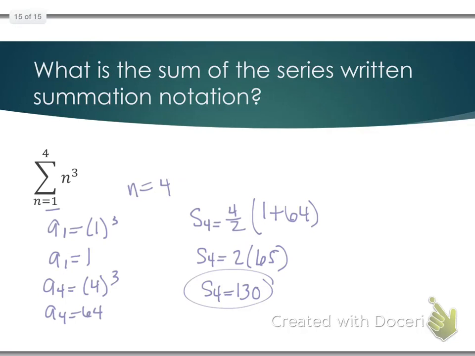So if I plugged in 1 through 4 into my n cubed, so 1 cubed plus 2 cubed plus 3 cubed plus 4 cubed, the total should be 130.